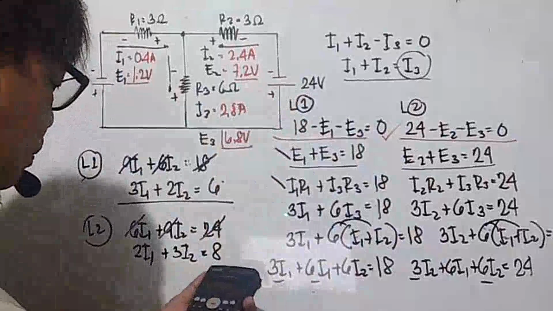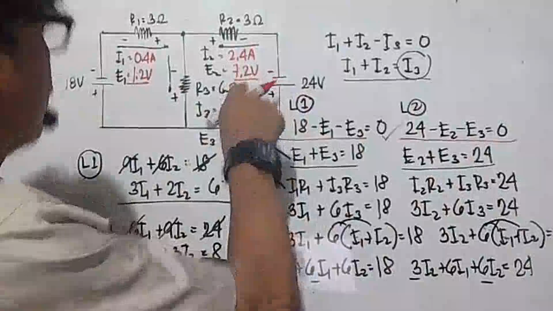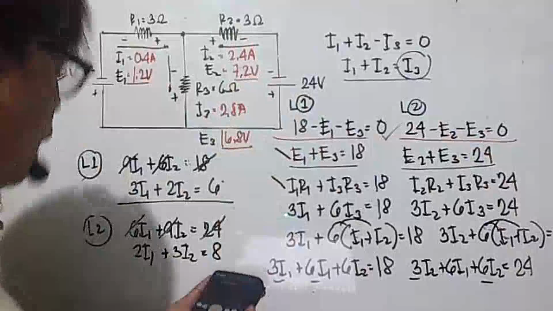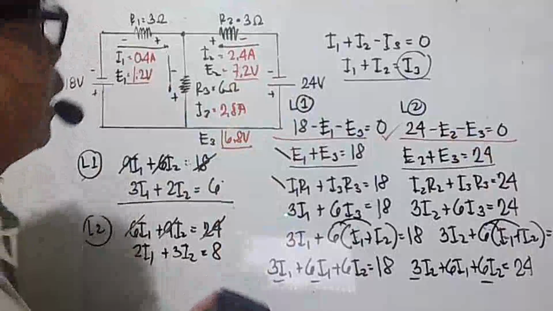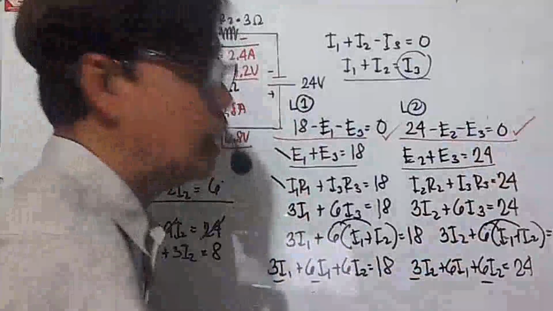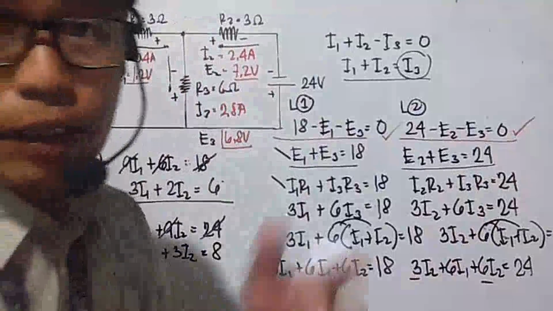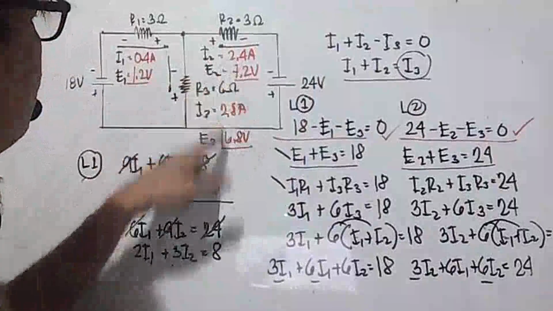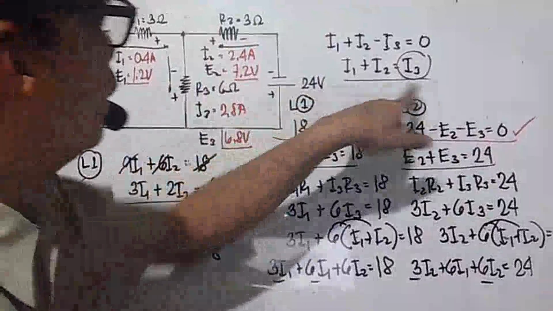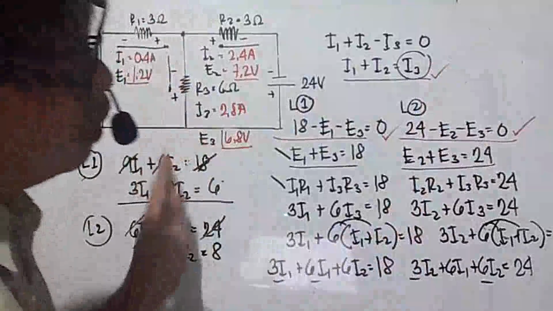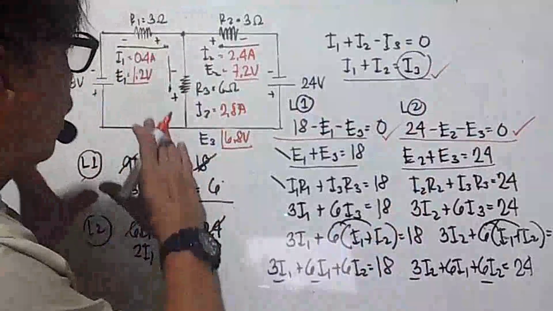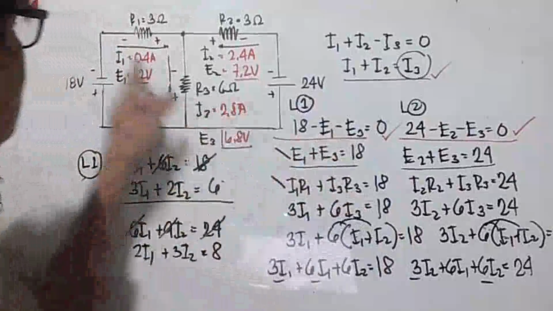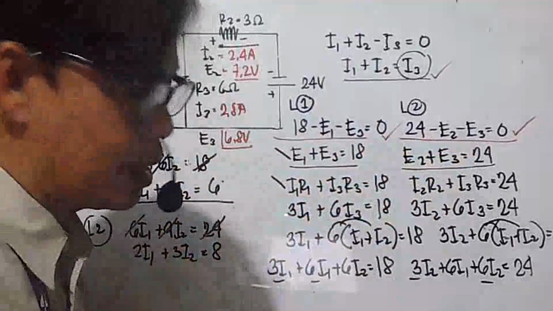Second loop is 24 minus E2, which is 7.2, minus your E3, which is 16.8. Okay, so it's equal to 0. So tama siya. So we satisfied the law, the Kirchhoff's laws. Okay, so first is yung current law, which is correct since it is 0.4 plus 2.4, that is 2.8. Okay, so it is satisfied sa nakuha to. And then finally, in a closed circuit, okay, so the voltages algebraic sum should be equal to 0. So pag sinamit natin yung mga values na to, with this one, we get 0 and we get 0.